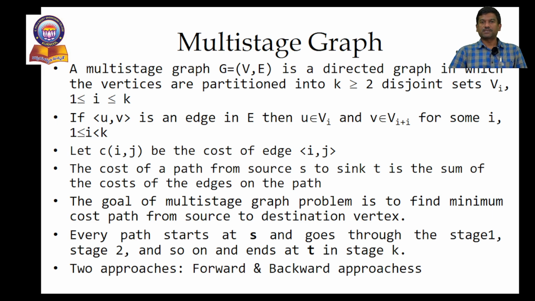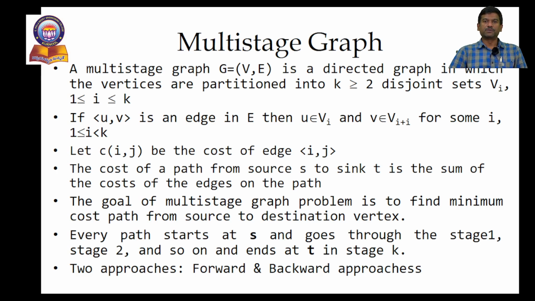So what is actually the problem of the multi-stage graph, and what is the goal? The goal of the multi-stage graph problem is to find the minimum cost from the source to the destination vertex. And there is also another assumption: there is only one source vertex and only one destination vertex in the multi-stage graph problem. So every path starts at S and goes through stage 1, stage 2, and so on till the last stage.